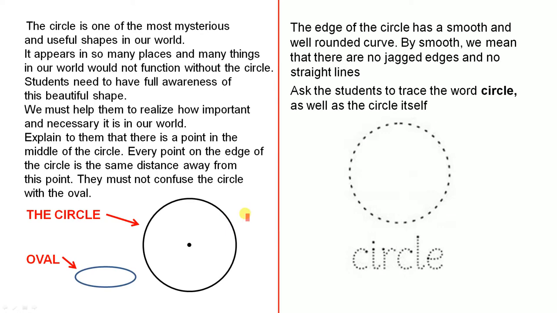They must not confuse the circle with the oval. So make sure you point out the difference between the circle and the oval. The edge of the circle has a smooth and well-rounded curve. By smooth, we mean that there are no jagged edges and no straight lines. Ask the student to trace the word circle, as well as the circle itself.